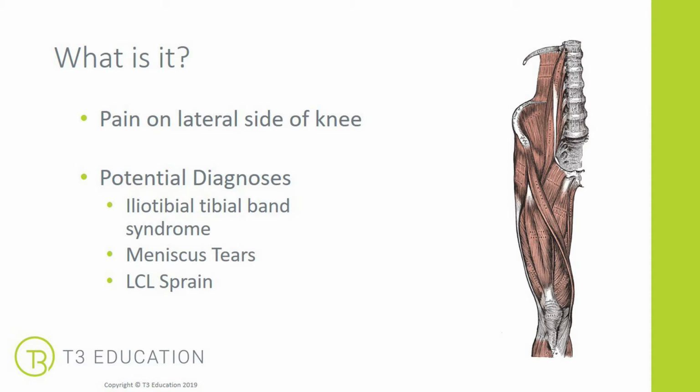The first one is iliotibial band syndrome, often known as runner's knee. And that's where there is friction that is occurring between the lateral epicondyle and the iliotibial tract.